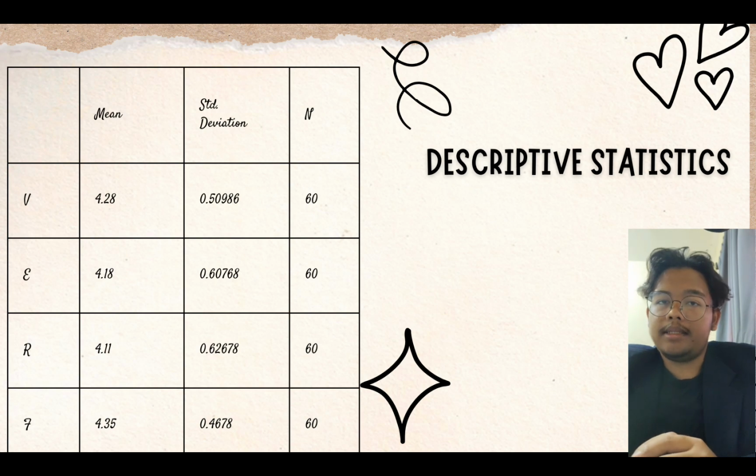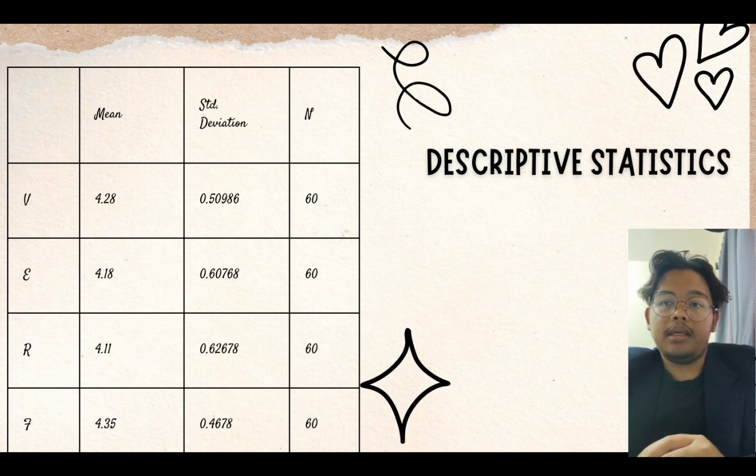Now we will go to the next topic, and that is descriptive statistics. In this table, we can see that there are 4 variables, and those are V, E, R, and F. For this table, V is the DV or dependent variable, and the rest are IVs, that is independent variables. We also have the mean, standard deviation, and N.